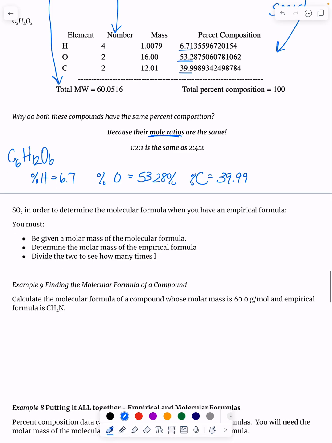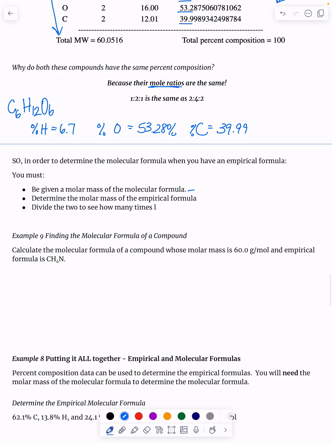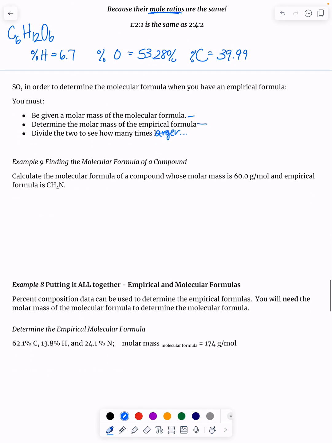So, in order to determine the molecular formula when you have an empirical formula, you must be given a molar mass of the molecular formula. You have to determine the molar mass of the empirical formula, and then divide the two to see how many times larger I need to multiply the empirical by to get the molecular. So let's look at a quick example here where I give you the empirical and I give you the molar mass. Determine the molecular formula of a compound whose molar mass is 60 grams per mole, and the empirical formula is CH4N.